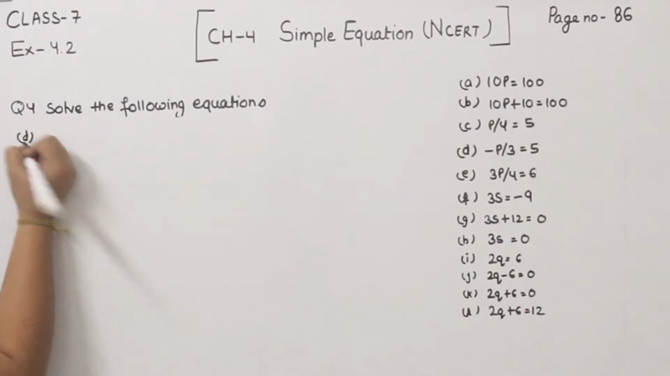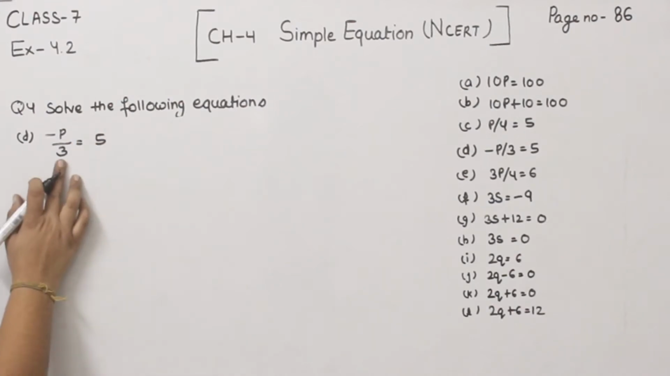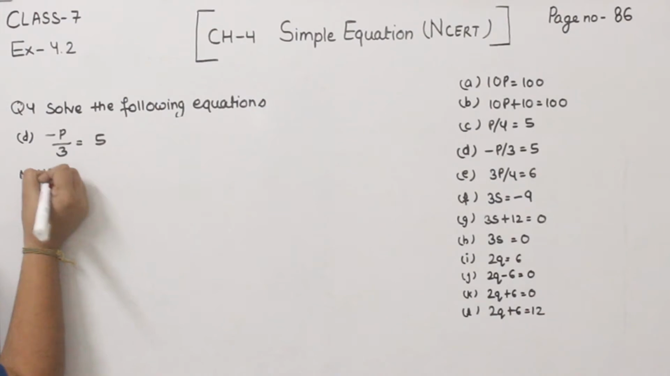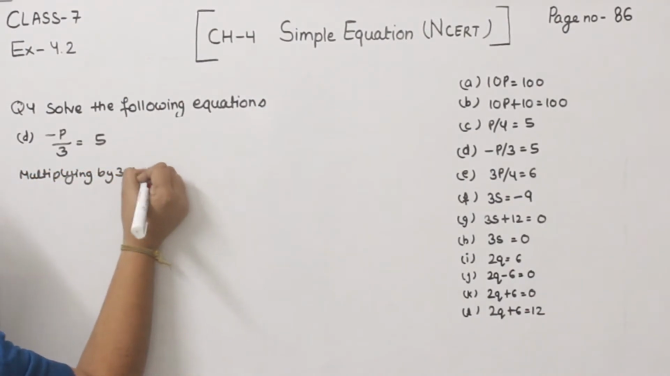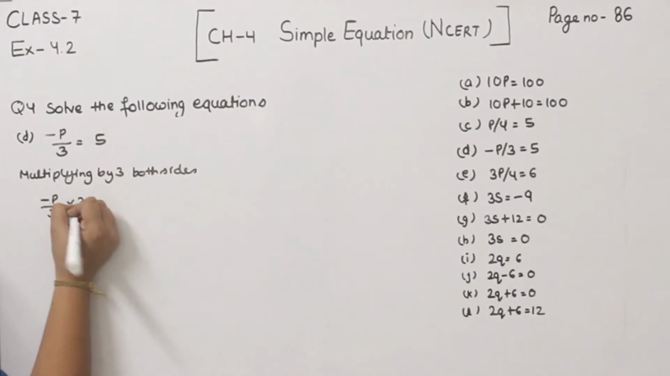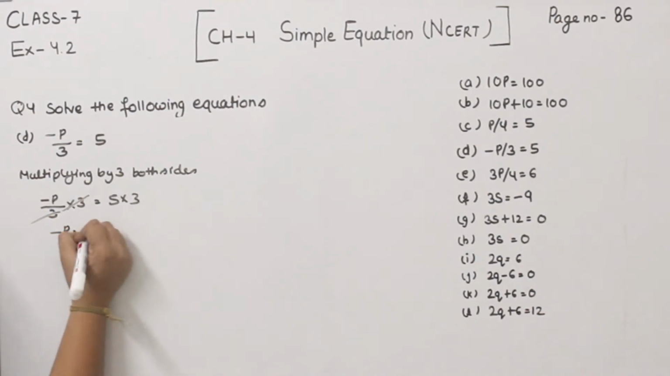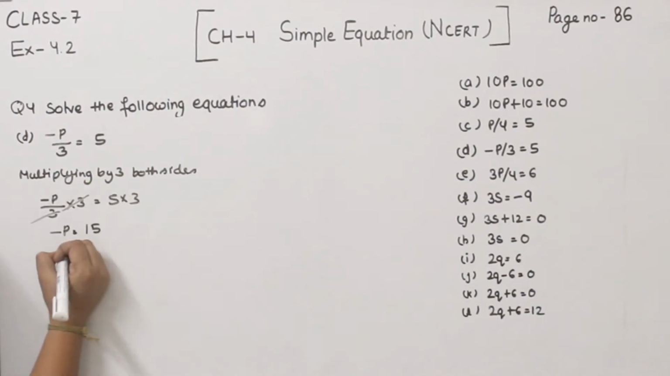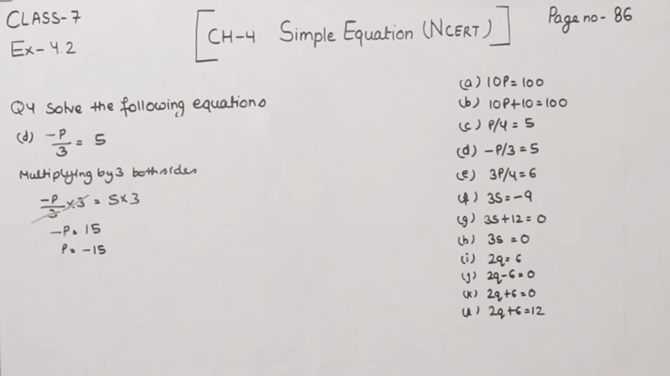Now comes to the part D. Minus p divided by 3 is equal to 5. First we will remove this 3. For that we will multiply it by 3. Multiplying by 3 both sides. Minus p divided by 3 multiply by 3 and 5 multiply by 3. This one cancelled. Minus p is equal to 5 3s are 15. So the value of minus p is equal to 15 and the value of p is equal to minus 15. This is the part D.